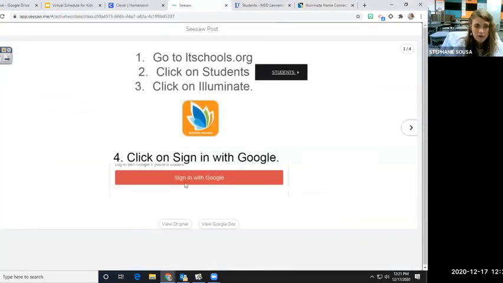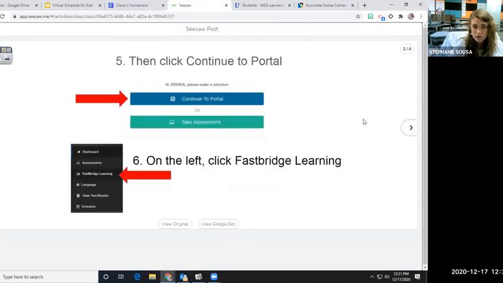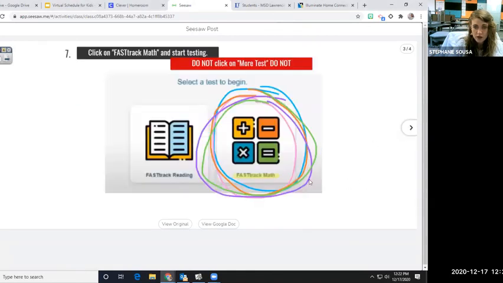Once you click sign in with Google, you're going to click on that blue button that says continue to portal. Blue button, continue to portal. You're going to go to FastBridge. Good, I see a lot of you there. Then you're going to click on that math icon right there under your name. It says your name and it's got that math icon. You're going to click on it.